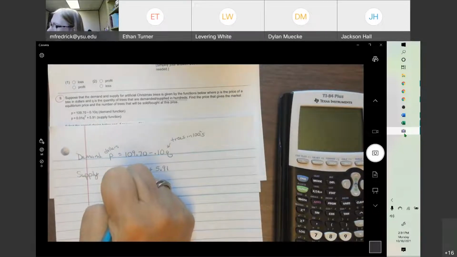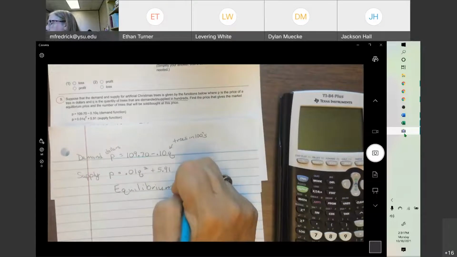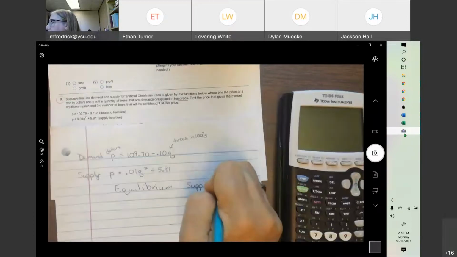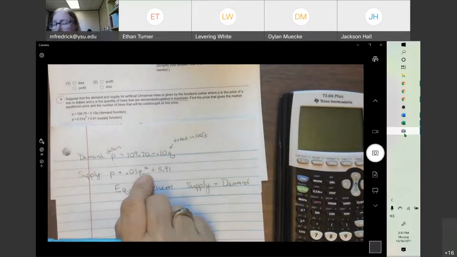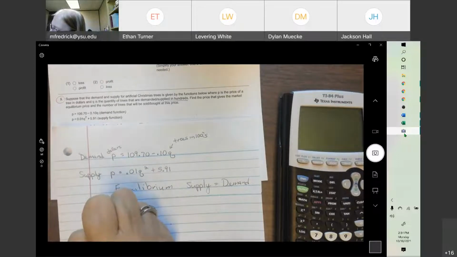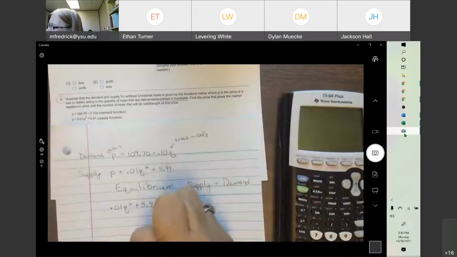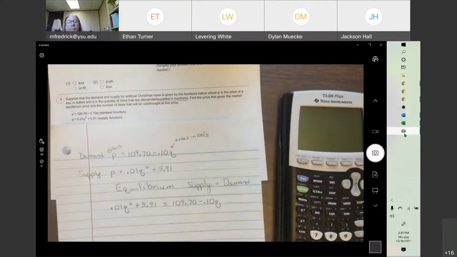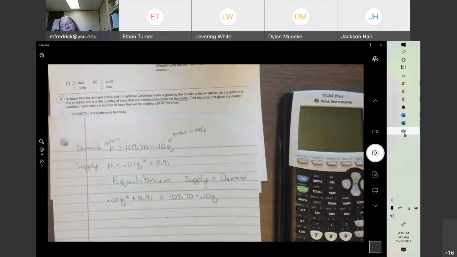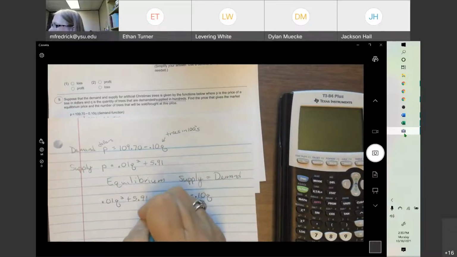Equilibrium is when the supply equals the demand. So you set the two equal. So we set them equal to each other and solve. Again, we have a quadratic, so we need to get it set equal to 0 by bringing these two to the other side.